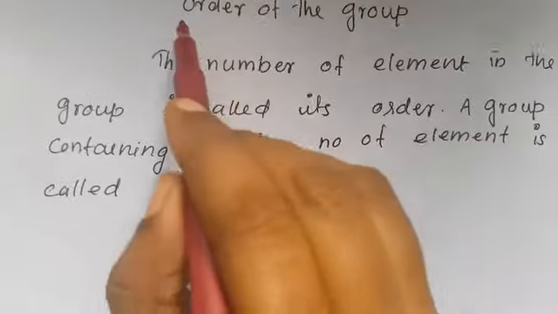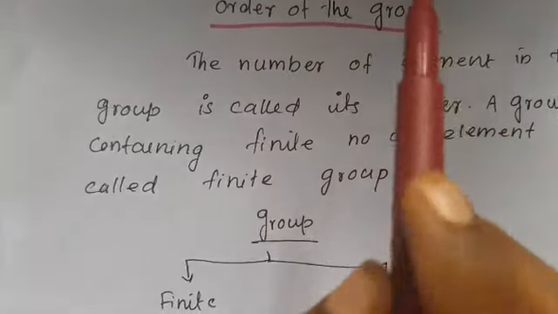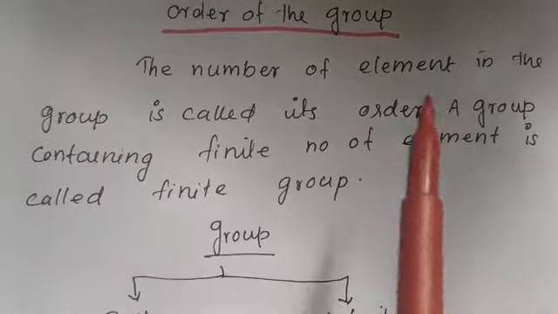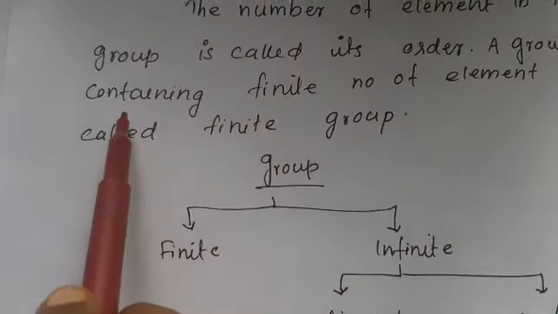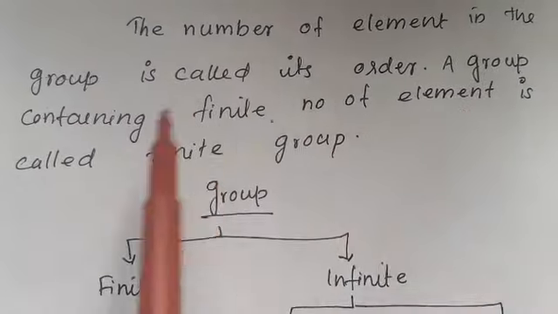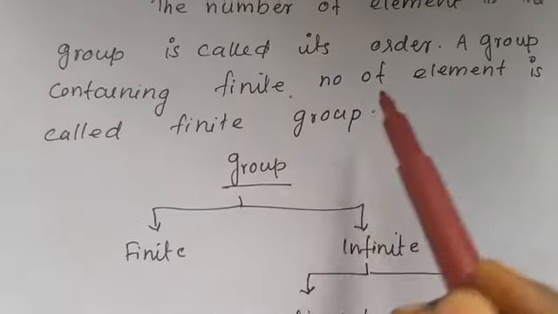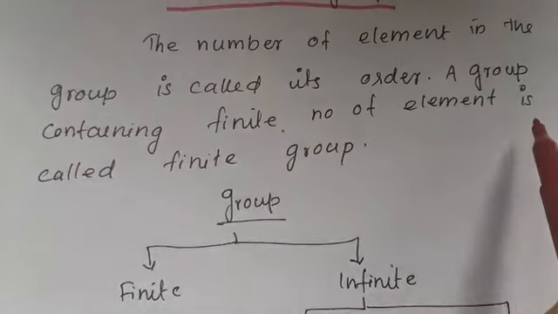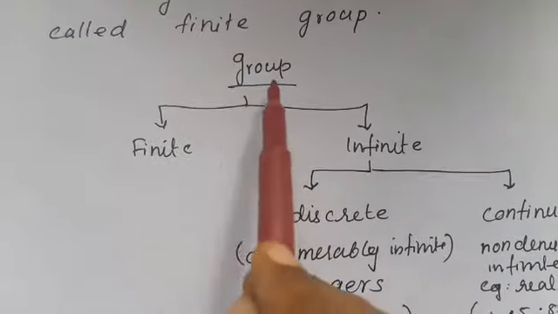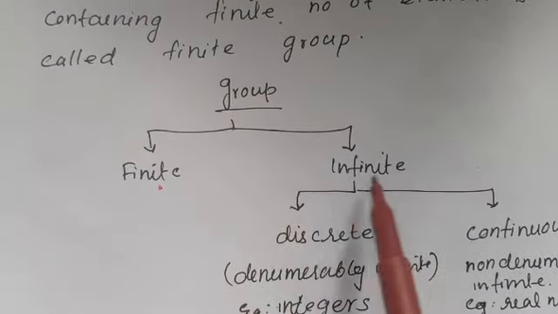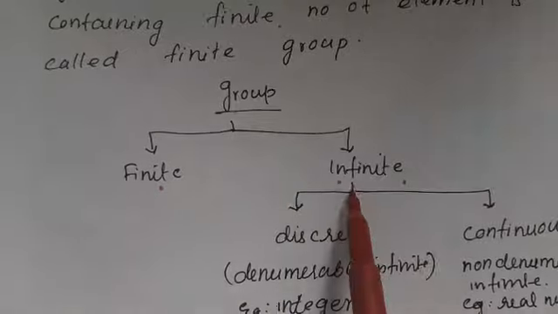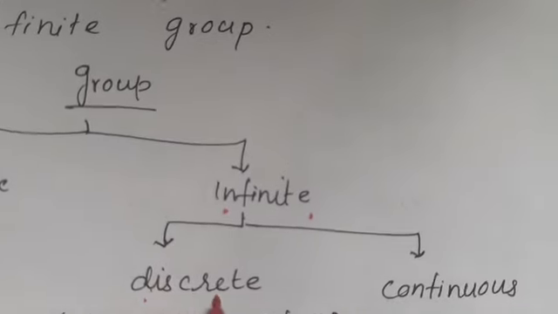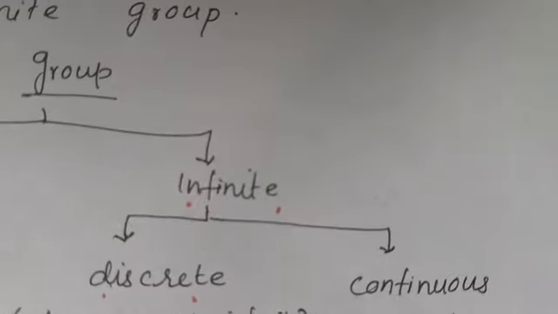Next, let us discuss what is order of a group. The number of elements in the group is called order of a group. A group containing finite number of elements is called finite group, and the group containing infinite number of elements is called infinite group. So a group can be classified into finite group and infinite group. This infinite group can be divided into two types: discrete and continuous group.